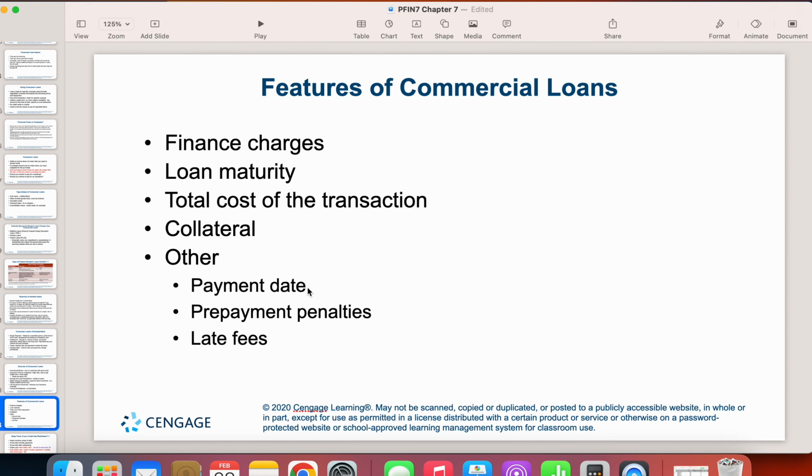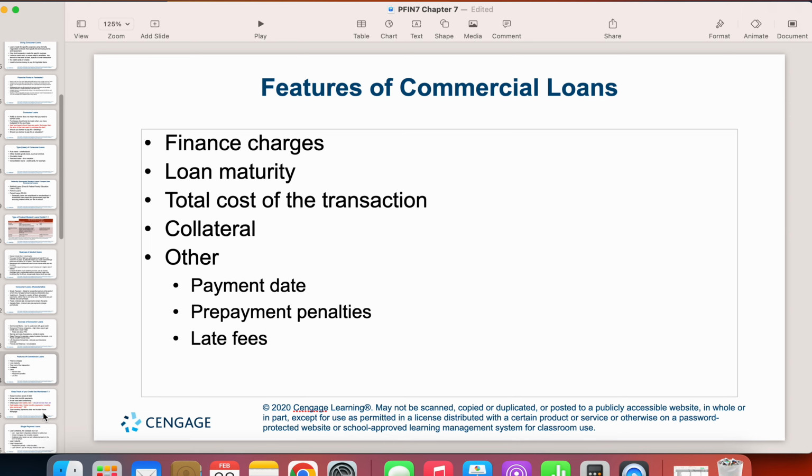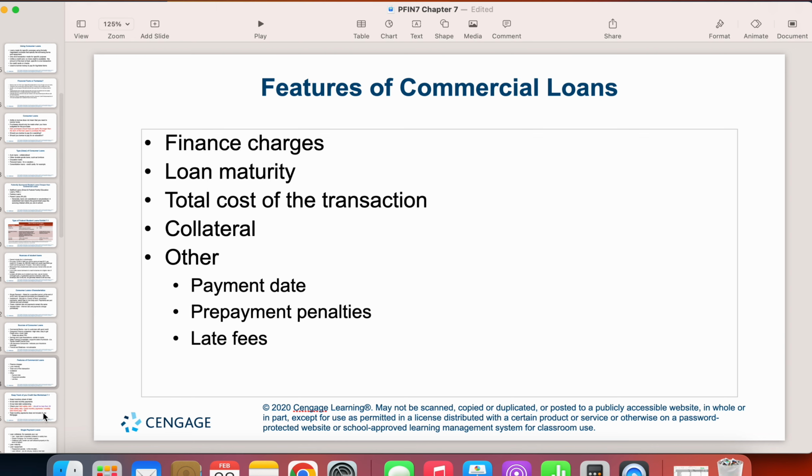And there are some other important things to think about with a commercial loan, like are there prepayment penalties? What are the late fees associated with missing a payment and being late on a payment? Are there any payment due dates that are sort of set in stone?